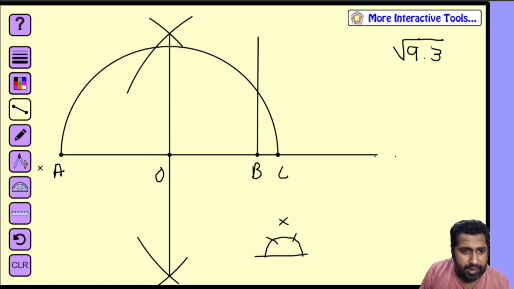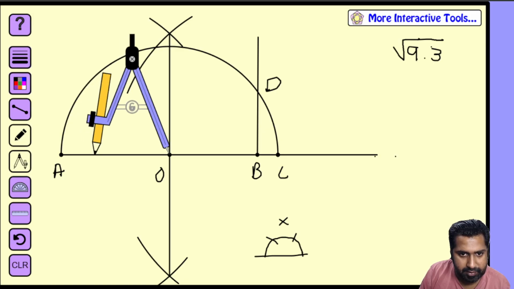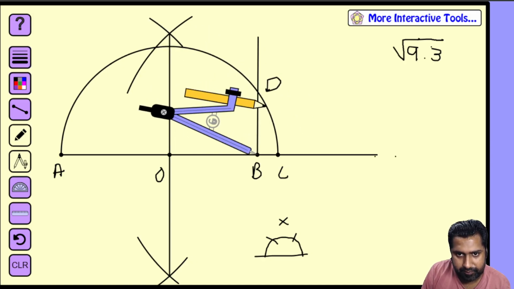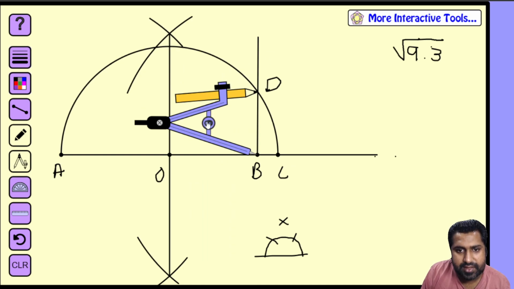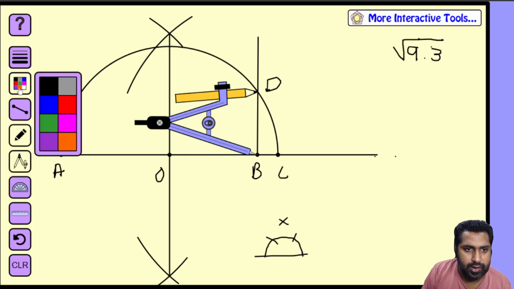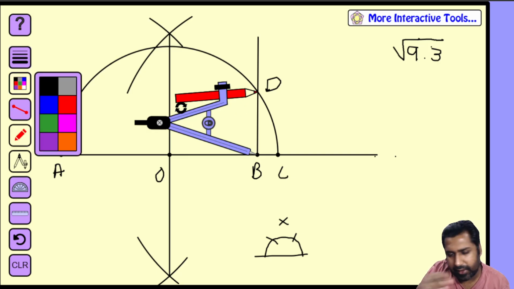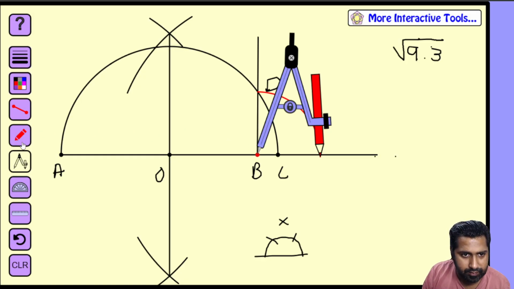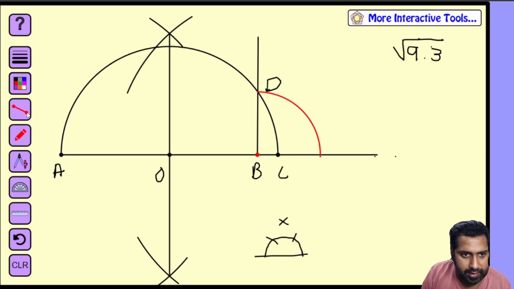Okay, it cuts the semicircle at some point. Let's call this point D. Okay, now you need to take this BD measurement. So keep your compass at B and measure BD. This value is actually root 9.3, but we want this to be on the number line, so we need to get it horizontal. In order to do that, trace it down. Once it cuts the number line, let's call that point E.